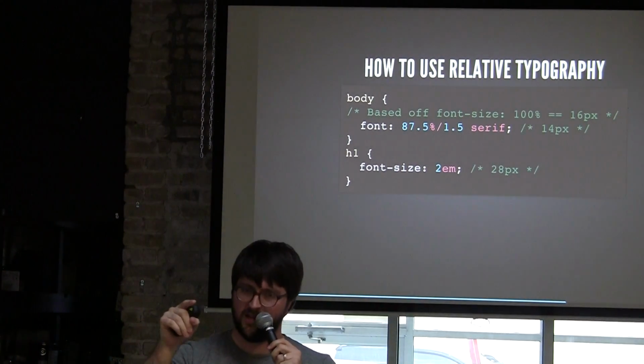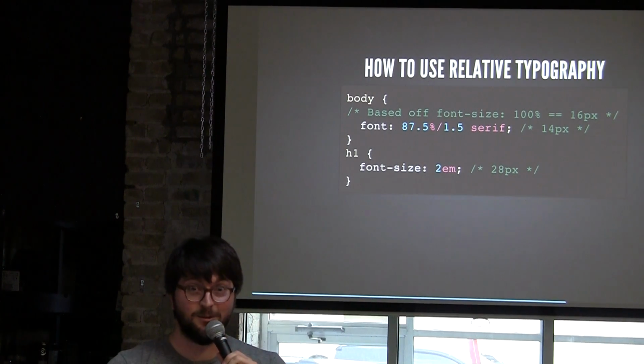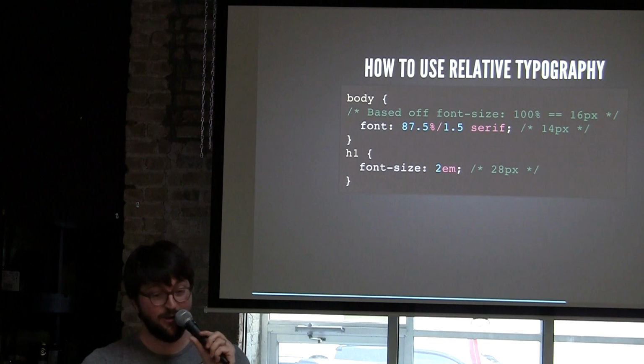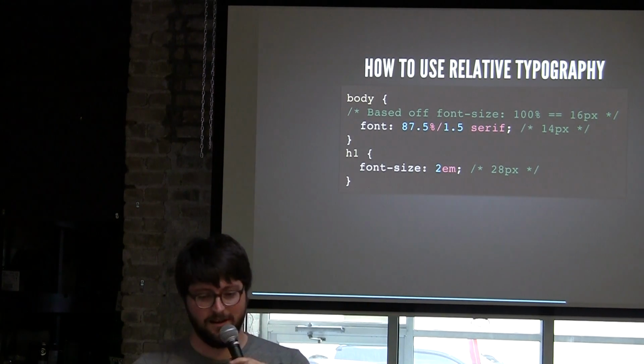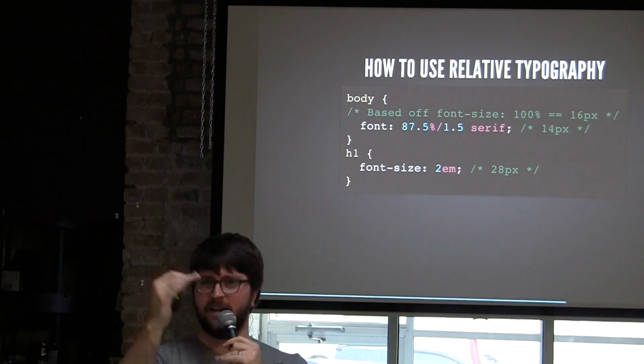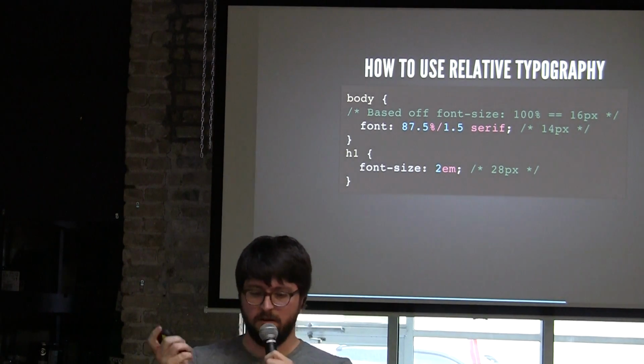So you set your font size. We want our base font size to be 14 pixels. Work with me now: 14 pixels divided by 16 pixels equals 0.875, times 100, that's 87.5%. And then 1.5 is the line height, because we want our line height to be 1.5 times. And then we're just going to use a serif because it fit on the slide.